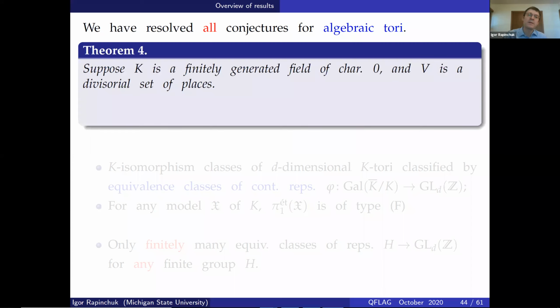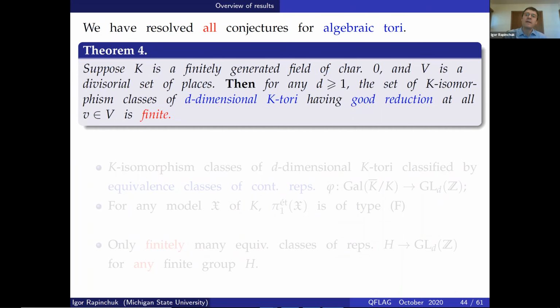So first, concerning the main conjecture for tori, we've shown that if K is a finitely generated field of characteristic 0 and V is any divisorial set of places, then for any integer d, the set of K-isomorphism classes of d-dimensional K-tori which have good reduction at all v in V is finite.